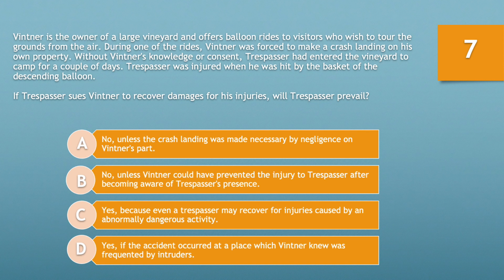A, no, unless the crash landing was made necessary by negligence on Vintner's part. B, no, unless Vintner could have prevented the injury to Trespasser after becoming aware of trespasser's presence. C, yes, because even a trespasser may recover for injuries caused by an abnormally dangerous activity. Or D, yes, if the accident occurred at a place which Vintner knew was frequented by intruders. Take 10 seconds and choose the best option now.